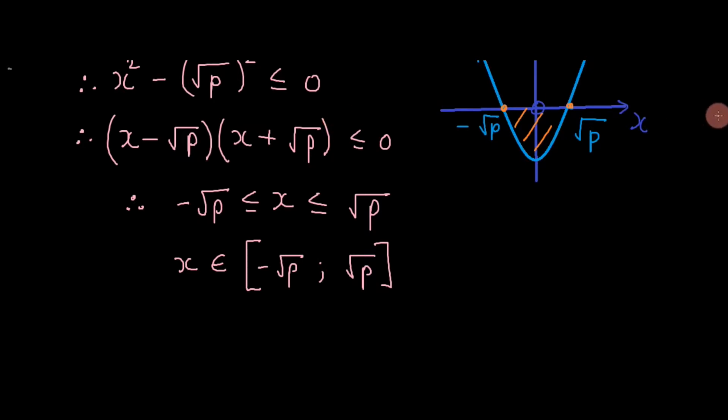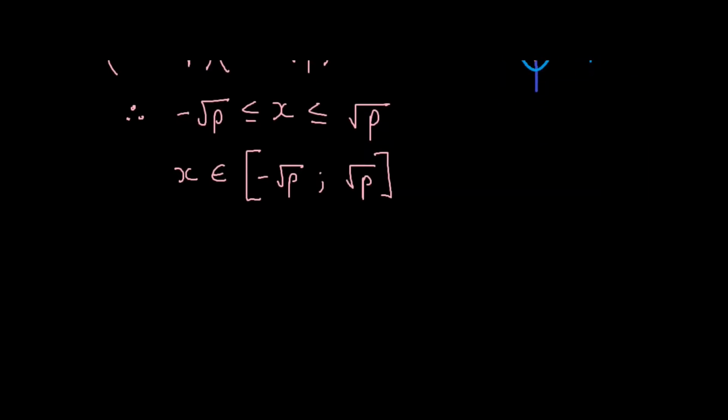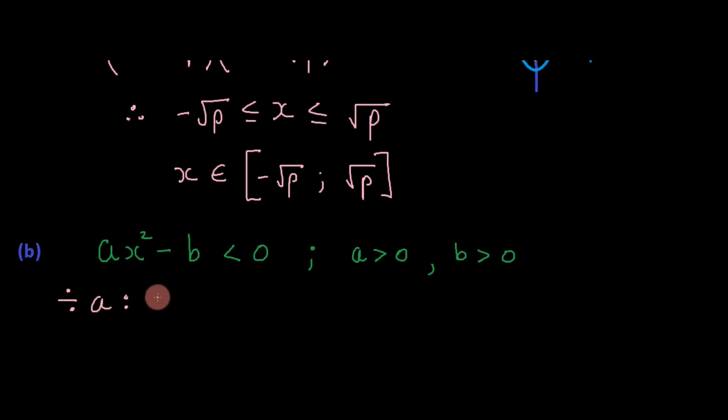Let's look at the second inequality. We have ax squared minus b strictly less than 0. We are also told that both a and b are greater than 0, or positive. We're going to start by dividing through by a. So we get x squared minus b over a less than 0. We know that the inequality sign doesn't switch around when we divide through by a, because a is positive.